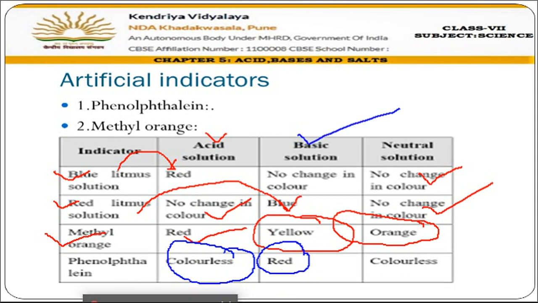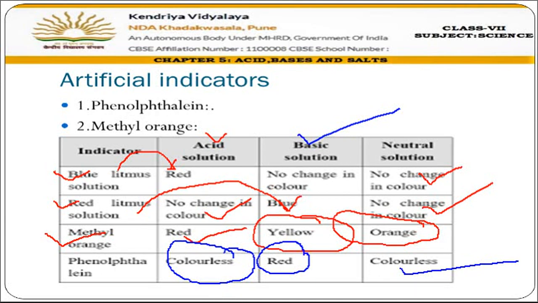If you add phenolphthalein in any solution and it does not change any color, it remains colorless. That means again it's a neutral solution. Okay. So by the change of these colors, we can find out whether the solution is acidic, basic or neutral.